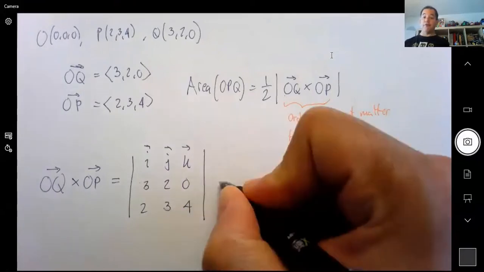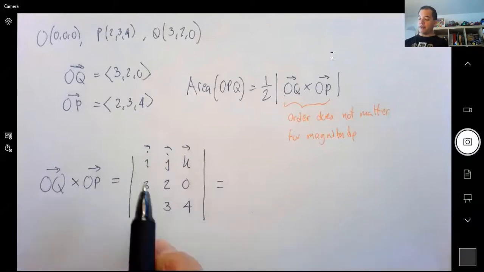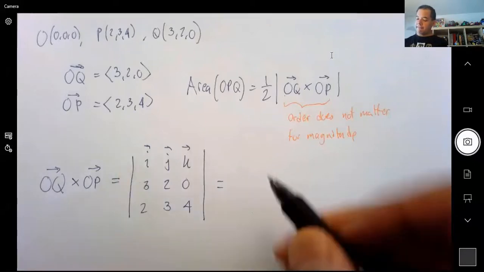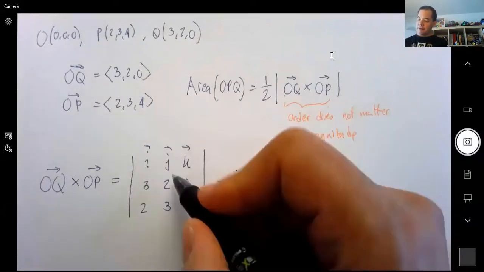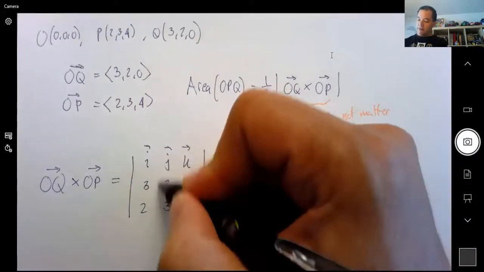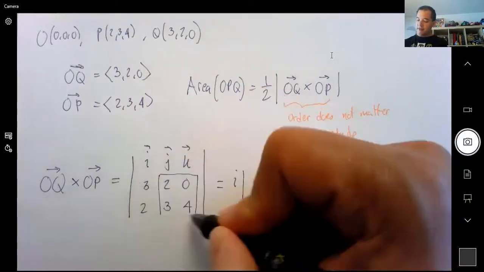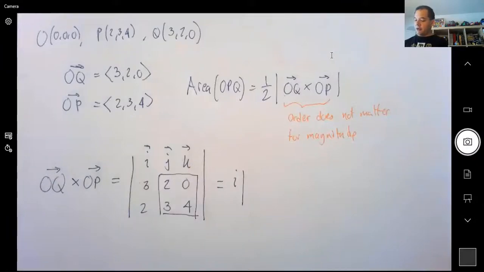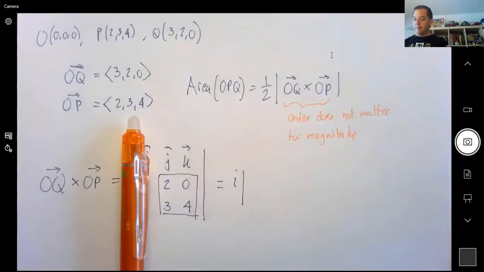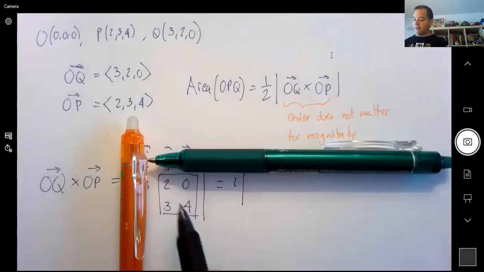Good. Now we follow on our way of doing it. So it's i times this little one, right? So if you do i, you obtain this one over here, right? Because you're covering this row and this column. So what remains is 2, 0, 3, 4.